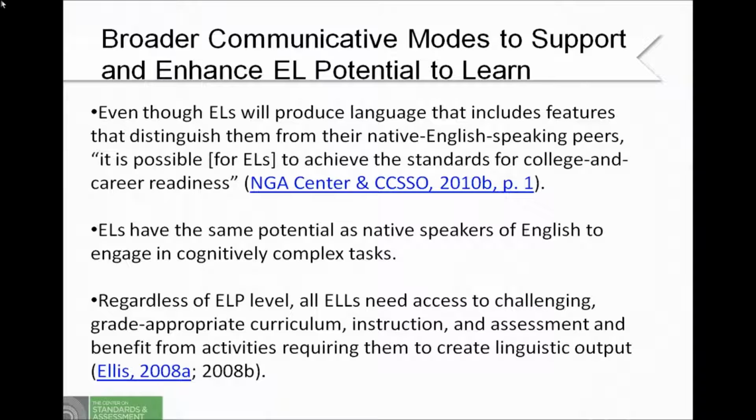So there have been a number of great approaches. Cal has done this SIOP, the Sheltered Instruction Observation Protocol. There's the Cognitive Academic Language Learning Approach. There's Guided Language Acquisition Design. There are a number of very effective approaches that have been used.